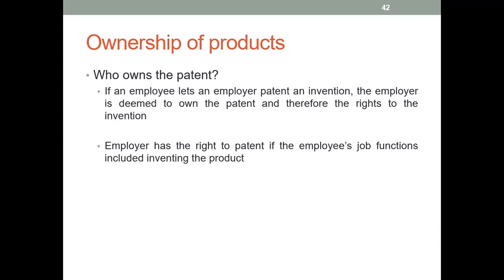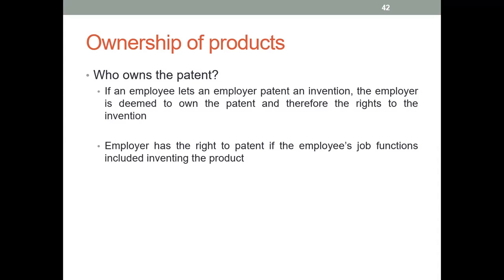The employer also has a right to patent if the employee's job function includes inventing the product. For example, in a large company, scientists are hired for research and development. Any result of this inventive work becomes the property of the employer, because the employer has hired the scientist, and research and development is the work given to the scientist.